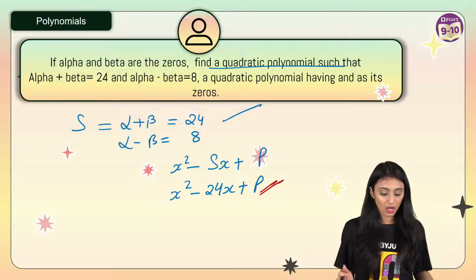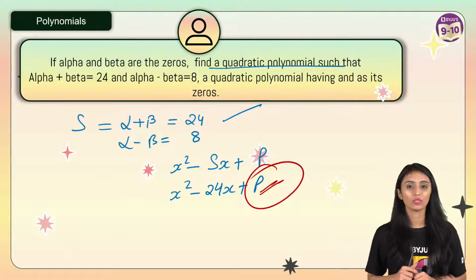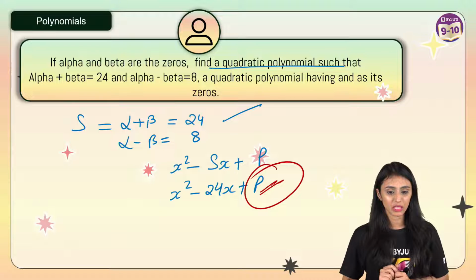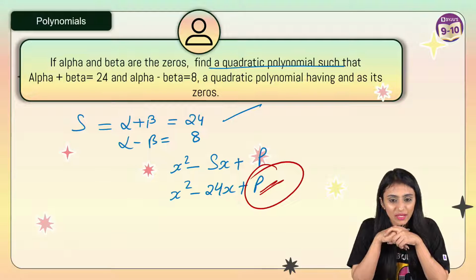All right, so here we need the product of zeros. So what do I do? You tell me. How do I find out the product of zeros here? I need alpha, beta. Yes, what do you think? Is it mandatory if the question says by factorization?